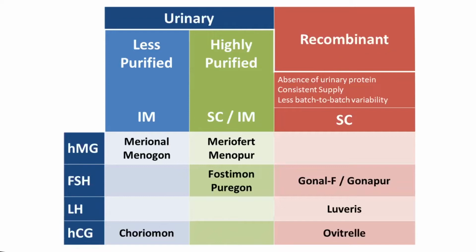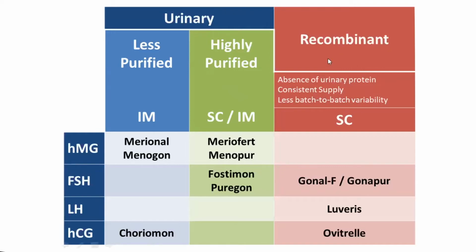The more you have antigenic protein, the less opportunity to give subcutaneous injections. The urinary, whether highly purified or less purified, are preferably to be given intramuscularly to avoid antigenicity of the urinary protein.